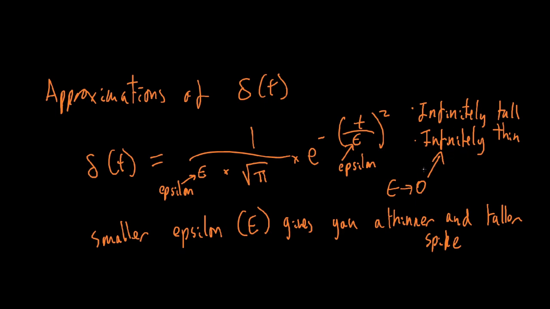However, if you stick in a small value like, say, 0.001, then you can get a somewhat decent tall and decently thin spike. So smaller epsilon gives you a thinner and taller spike. Therefore, a smaller epsilon is a better approximation of the delta Dirac function.